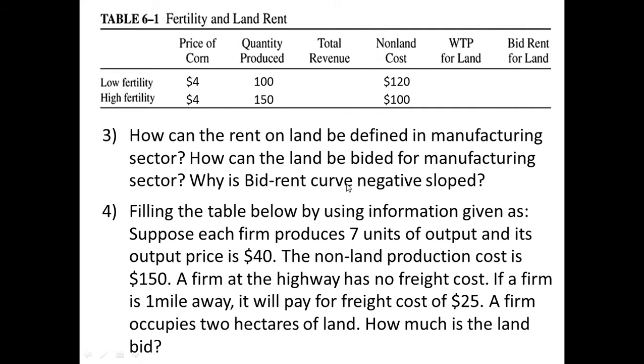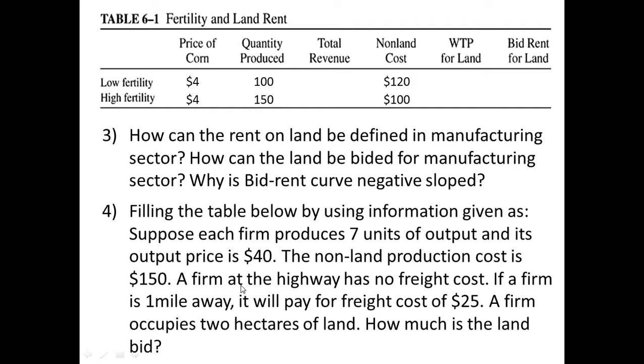Question number 4. Fill the table below, in the next slide, by using the information given. Suppose each firm produces 7 units of output and its output price is $40. So each firm produces 7 units of output at a price of $40. The non-land production cost is $150.